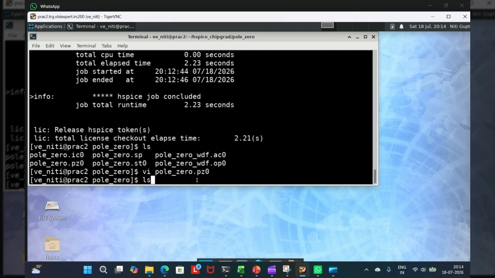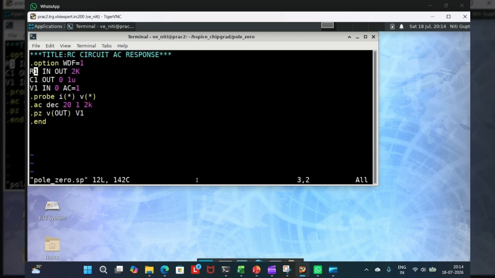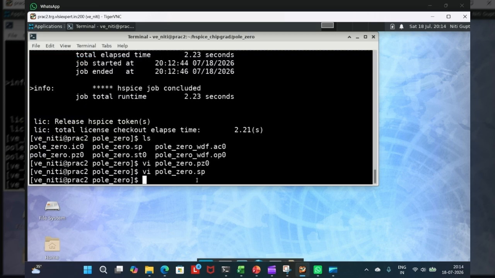You can also do, as part of the exercise, change the value of the resistance here, right? We know that the pole frequency is 1 by 2 pi RC. Just change the value of R and then see. So let's try to do that also. If I change this to 1K, the pole frequency should ideally change, right? So let's just try that. What is the change that will come? I will rerun.